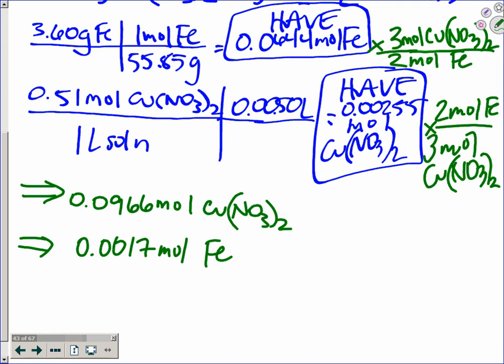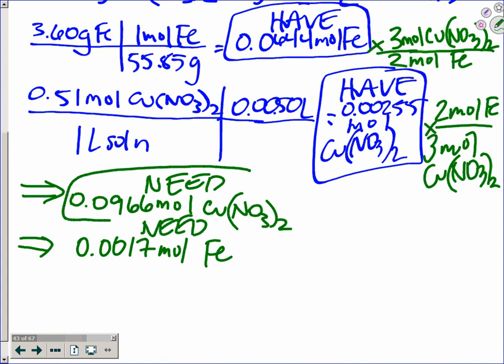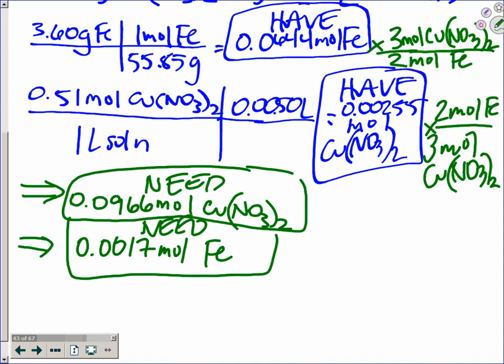Alright, so we're going to label these. We label these have. What do you think we'll label these based on kind of how we were talking? Say again? Need. This is how much we need of the other reactant to fully react all the stuff we have already. So let's call both of these need. And I guarantee you'll appreciate this. It's so much easier if you label them up front so that you're not figuring out what's what in the end, okay?